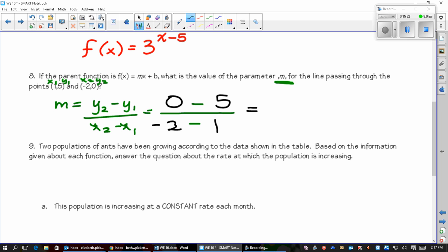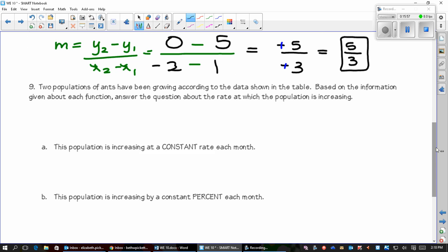Let's work both of those out. 0 minus 5 is negative 5. Negative 2 minus 1 is negative 3. Now that will not simplify in such a way that it would divide out evenly, but again, like the one we had before, the one thing we do know is that a negative over a negative gives us a positive 5/3, and it's okay to leave a slope as an improper fraction.